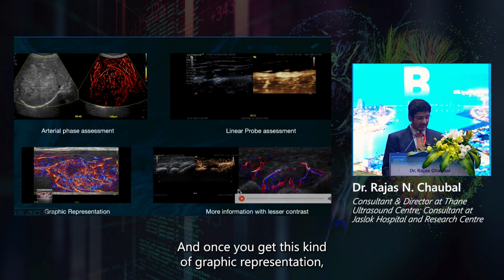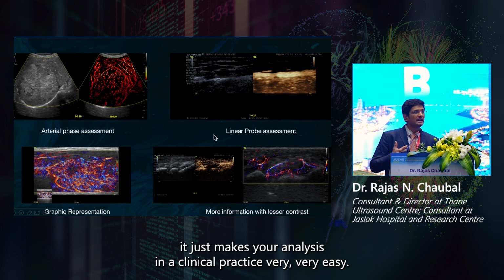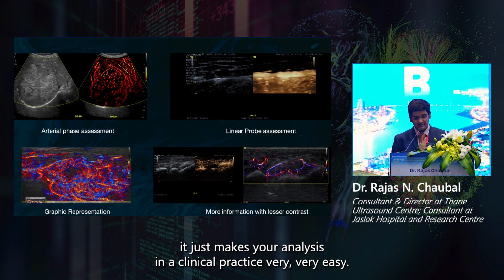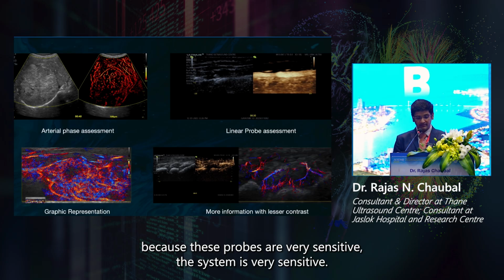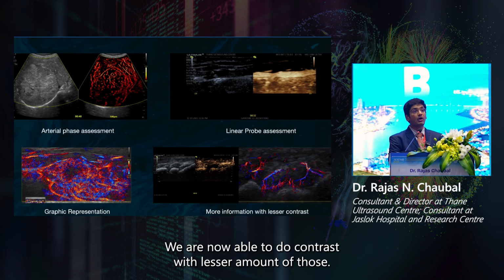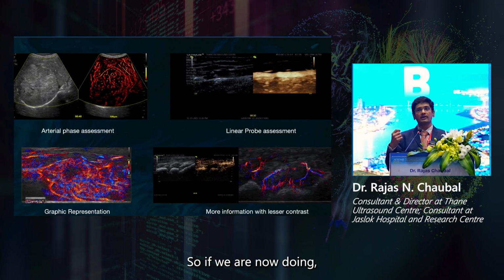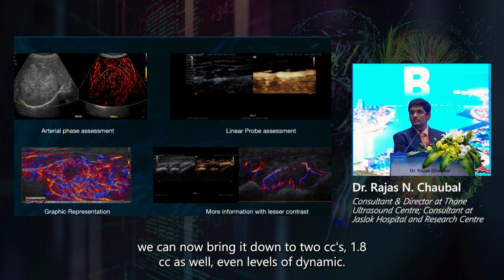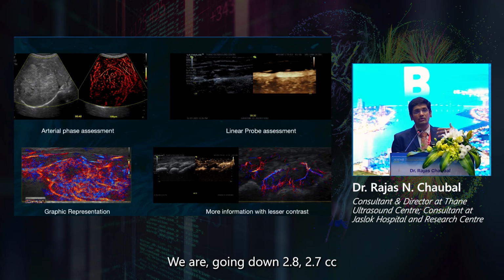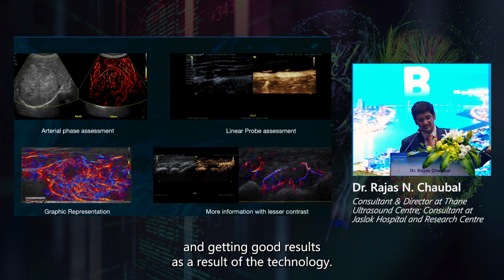And once you get this kind of graphic representation, it just makes your analysis in clinical practice very, very easy. And of course, because these probes are very sensitive, the system is very sensitive, we are now able to do contrast with a lesser amount of dose, right? So previously we were doing testes with something like an entire vial, we can now bring it down to 2 cc's, 1.8 cc as well. Even livers or gynac, we are going down to 0.8, 0.7 cc and getting good results as a result of the technology.